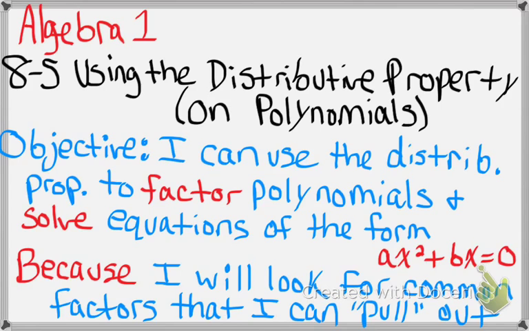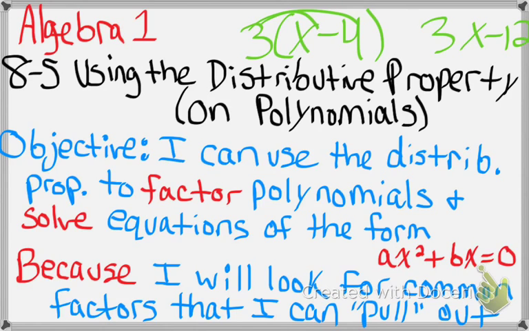So quick side example, 3 times x minus 4. Distributive property tells us 3 times x, 3 times negative 4. Well, that's 3x minus 12. That's what I mean when I say the distributive property. We're going to use that to go backwards in order to factor, and of course we'll talk about what factoring is. Alright, so that was your quick backstory.